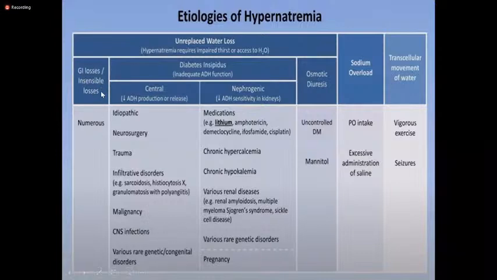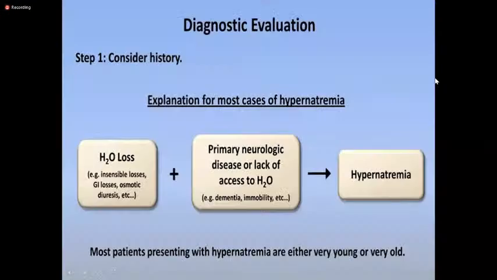GI losses or insensible losses, so vomiting, diarrhea, are the main causes. I think you can look at the table in more detail at your own free time, but just know the main issue in hypernatremia is unreplaced water loss, which can be due to GI losses or diabetes insipidus, which can be central or nephrogenic, or you can have osmotic diuresis. And on rare occasions, you can have sodium overload or transcellular movement of water.